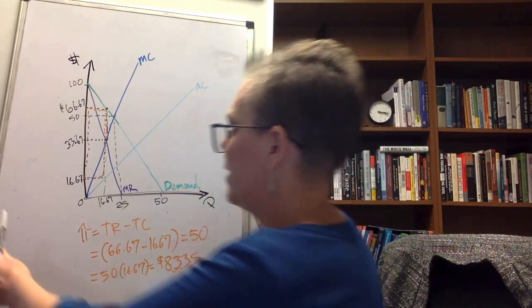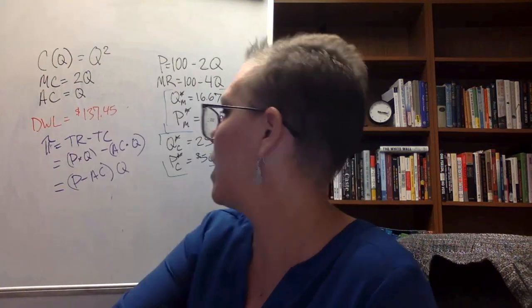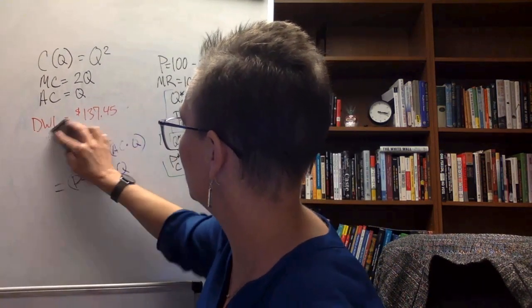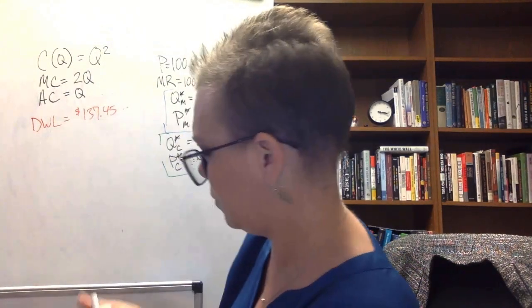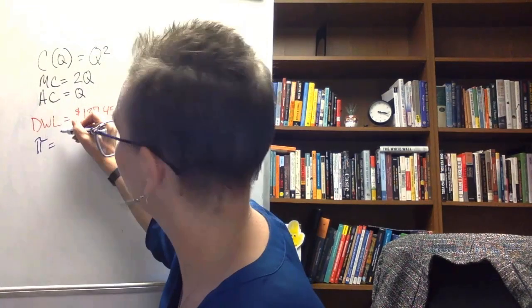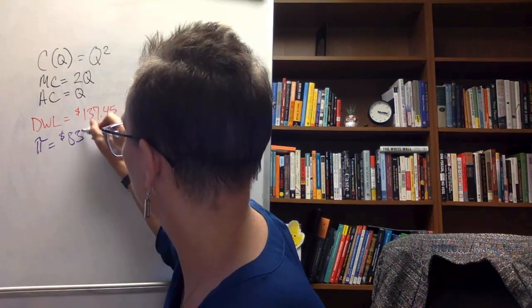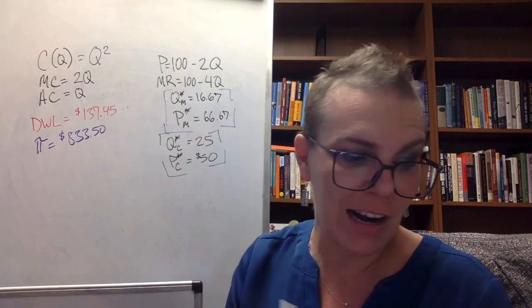Cool. So let's add that to our board. So now we have that the monopolist's profits are equal to $833.50. Cool? All right, we're chugging through.